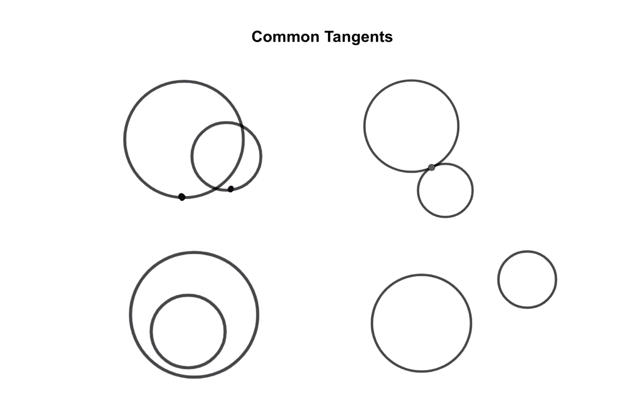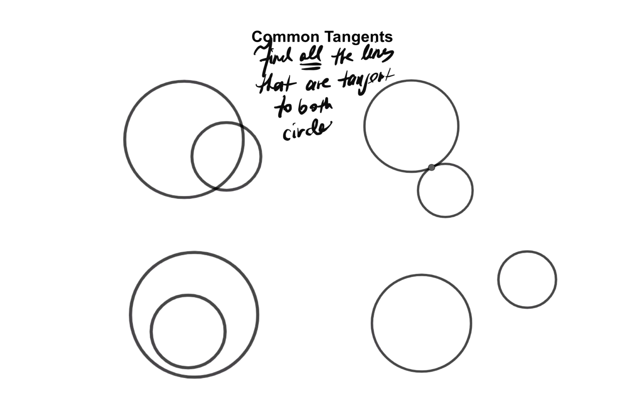I want to find every single, I don't know why I'm drawing these lines yet. My goal is to find all the lines that are tangent to both circles, that are tangent to both circles. That are tangent to both circles, okay? That's what I want to do, just so they're super clear.